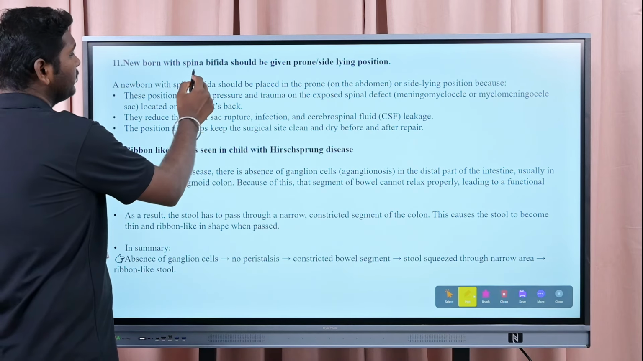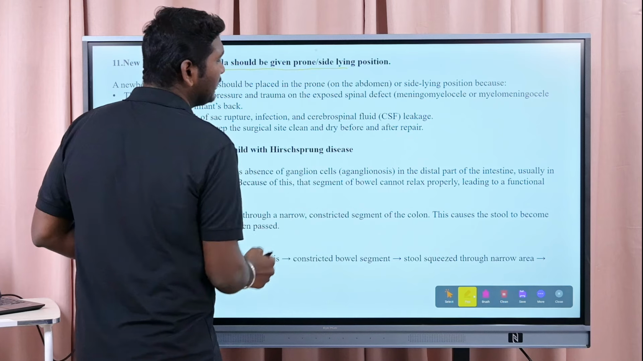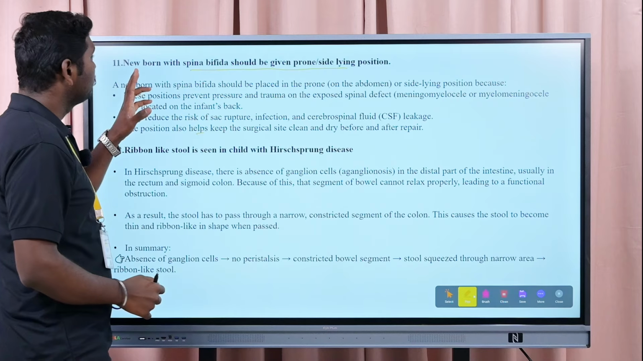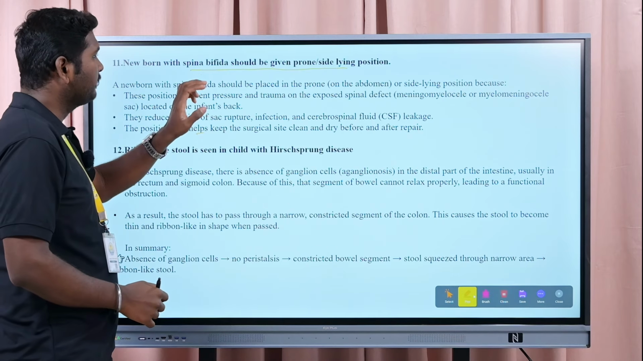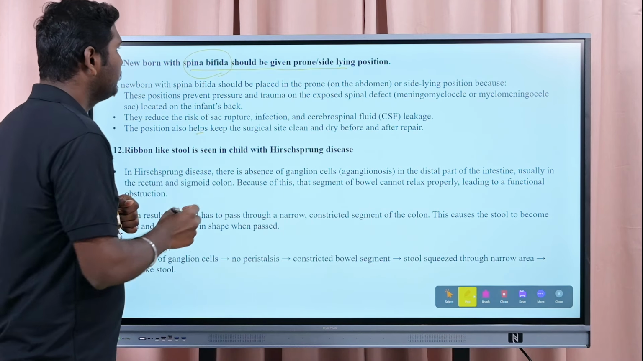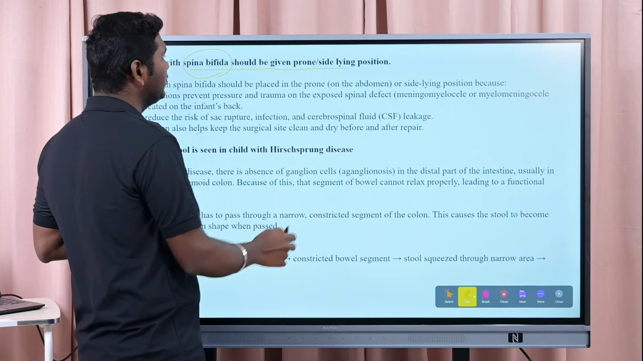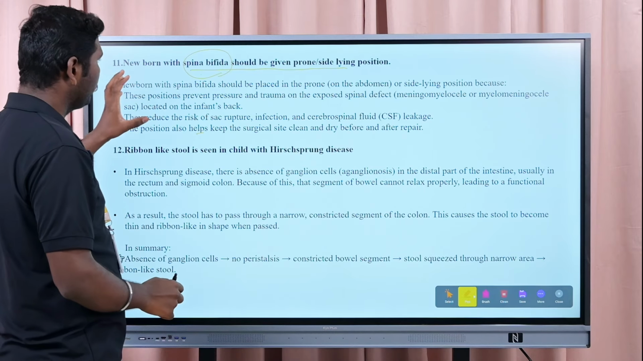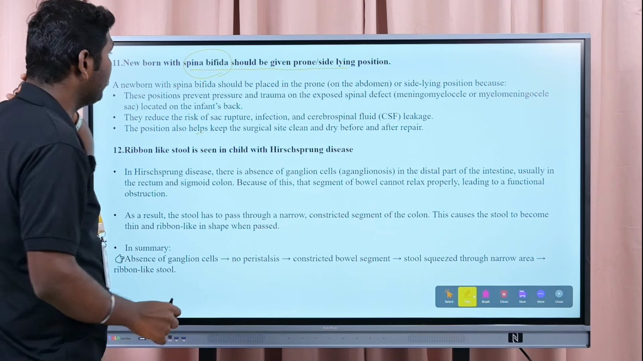newborn with spina bifida should be given prone or side-lying position. So why should we give a newborn with spina bifida, which is again a musculoskeletal congenital disorder, the prone and side-lying position for the child who is having this condition?